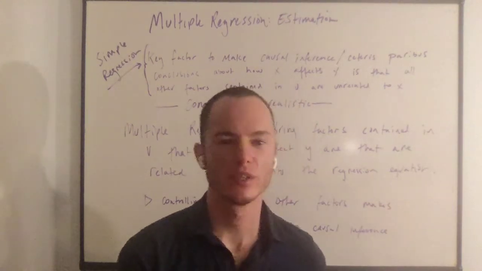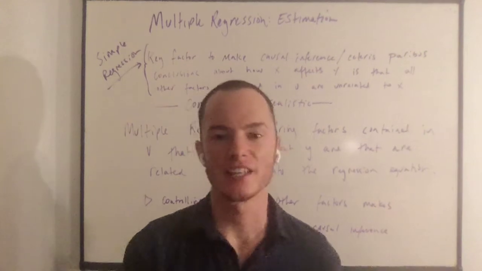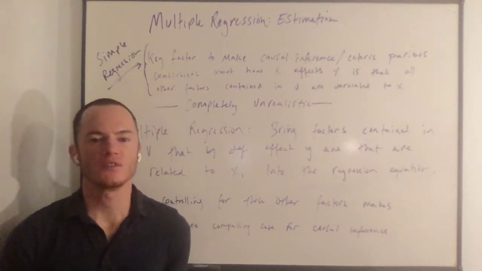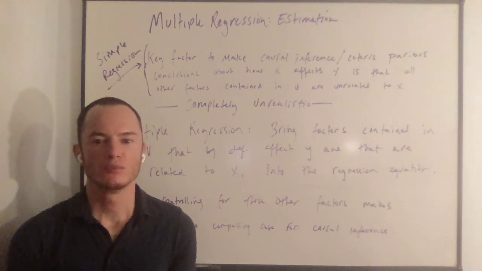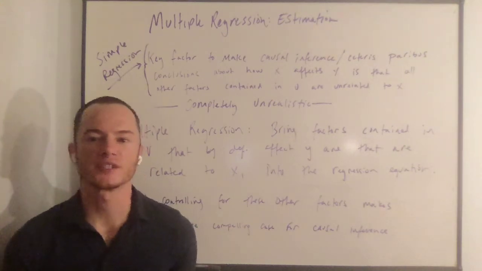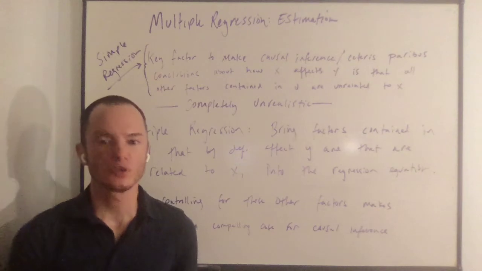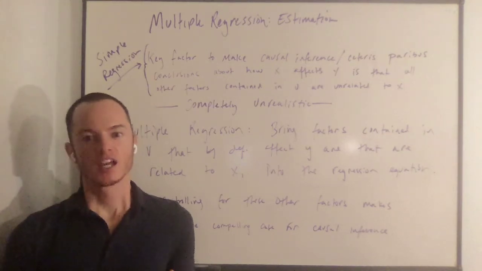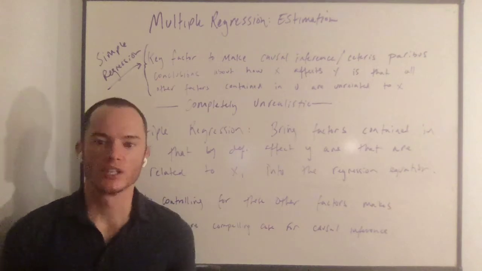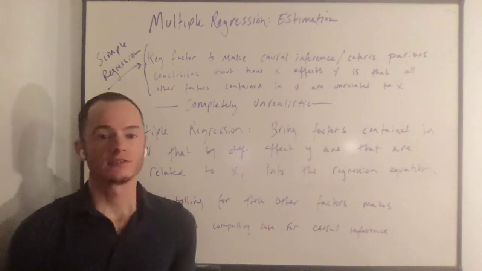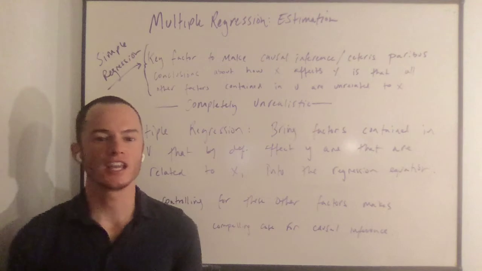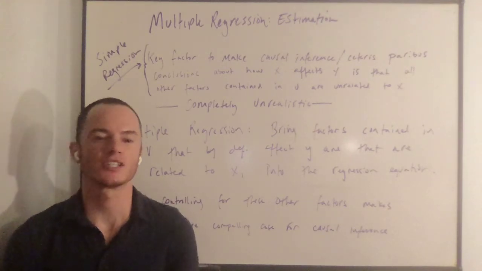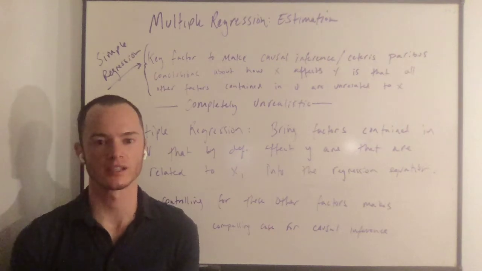In this video, we're going to introduce multiple regression estimation. With the simple regression model, the key factor that we need to make causal inference, or ceteris paribus, all else equal conclusions about how X affects Y is this assumption that all other factors affecting Y contained in the error U are totally unrelated to X, which is completely unrealistic.